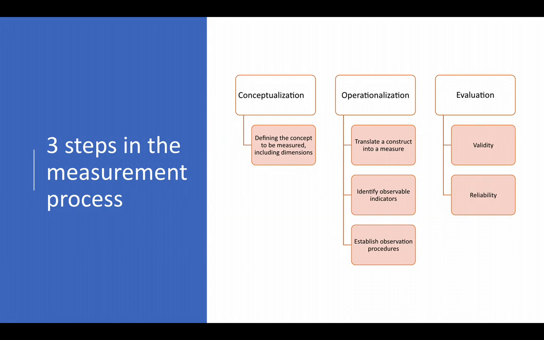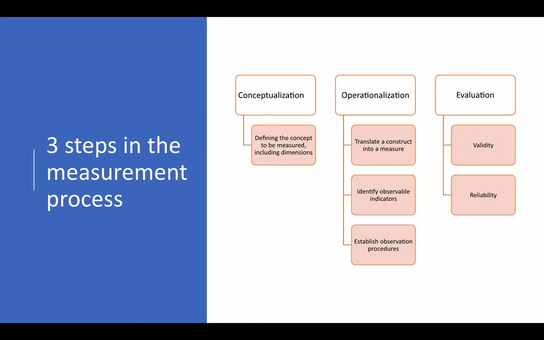So there are three different steps in the measurement process. First is define the concept to be measured. All right, if the concept is very complicated, for instance, poverty, right? Poverty does not only refer to economic conditions, but also health and educational dimensions, right? So if that's the case, then you probably also need to include different dimensions that you want to define. All right, so this is called conceptualization.